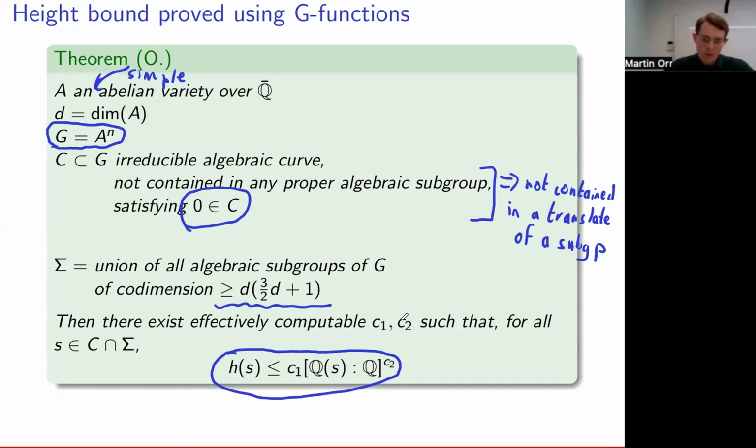Okay, so those are the ways that this theorem is weaker than what we had before. Now I'm going to talk about what we do using G functions to prove this theorem, and where especially this condition comes up from in the end.